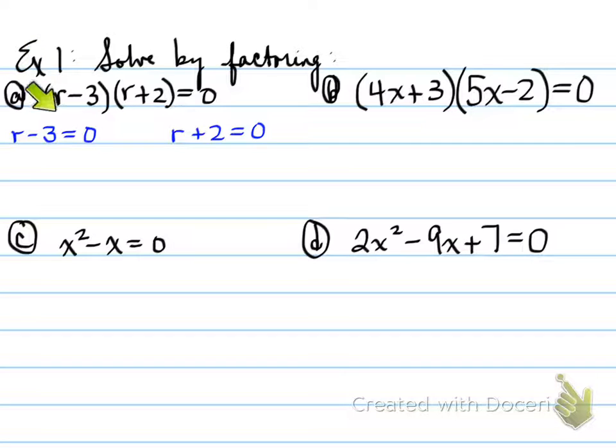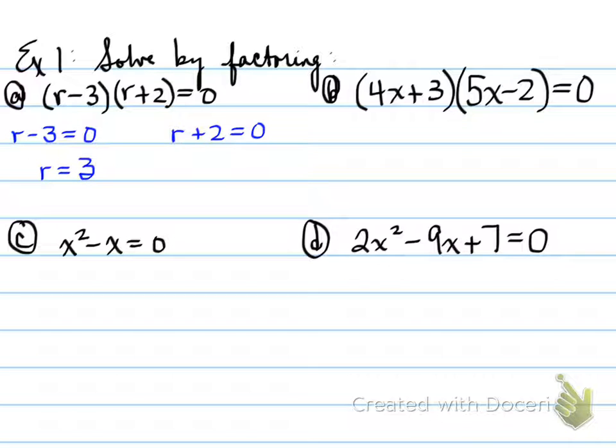You set each of the factors equal to 0, because the idea here is that there's a product that makes the answer 0. The only way that can happen is if one or the other bracket is equal to 0, because 0 times anything is 0, and there is no other way to get 0. So one of these must have a value of 0 in order to make the whole product 0. So either r minus 3 is equal to 0 or r plus 2 is equal to 0.